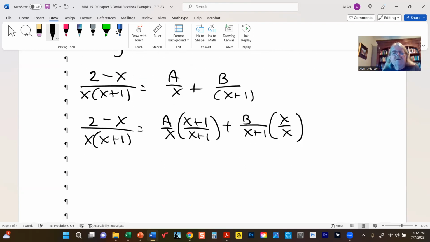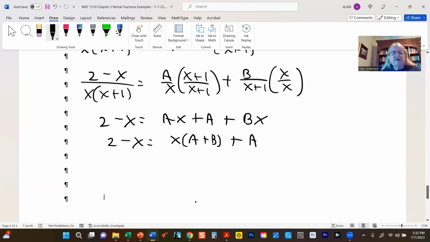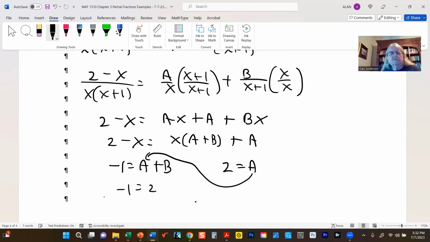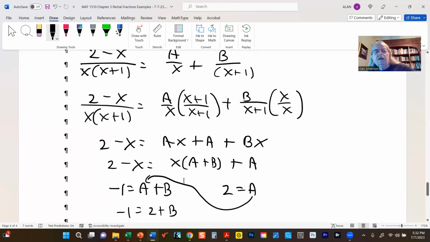And of course, now that they have the same denominator, we can just set the numerators equal to each other. Okay, so we have two terms on the left. So negative x equals, this means that -1 equals a plus b, because those are the coefficients on the left. The coefficient of x is -1, on the right it's a plus b. And this also tells us that 2 equals a. So therefore, that indicates that -3 is b.